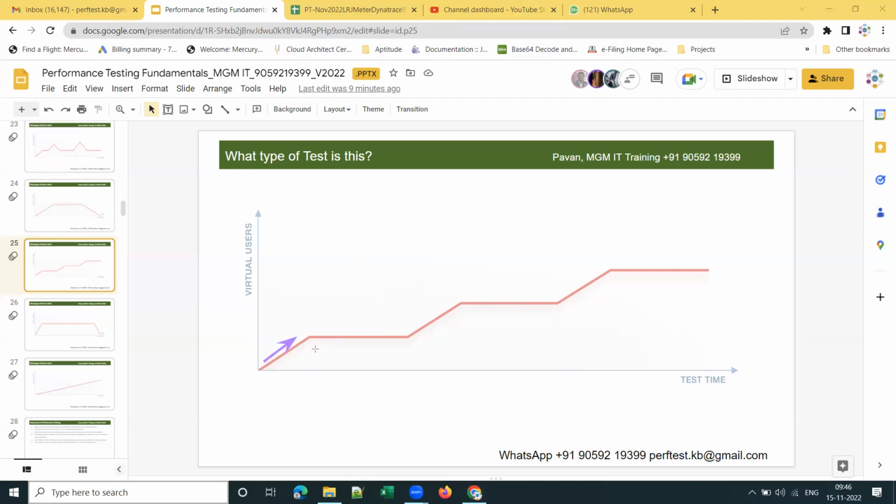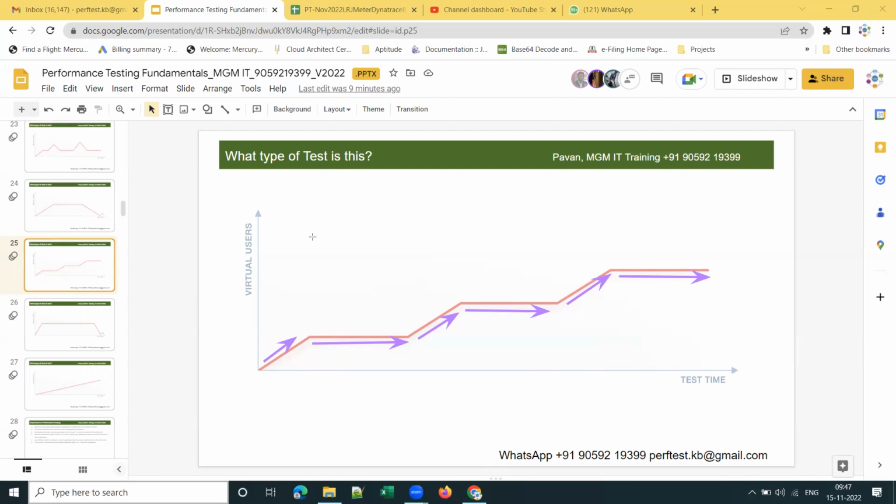So this is ramp up. From here to here, there is steady state. Again, we are ramping up the users. Again, maintaining some steady state. Again, we are increasing users. Again, maintaining some steady state. So we gradually increase the user load till the application breaks.